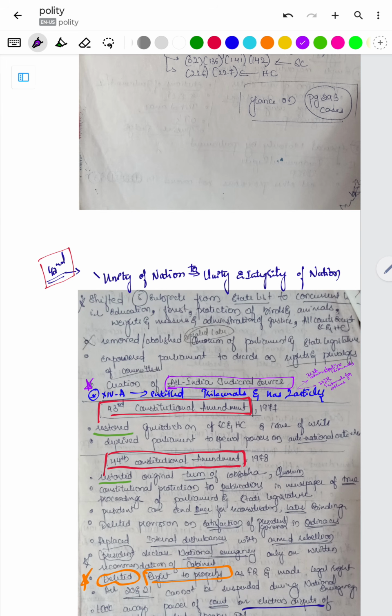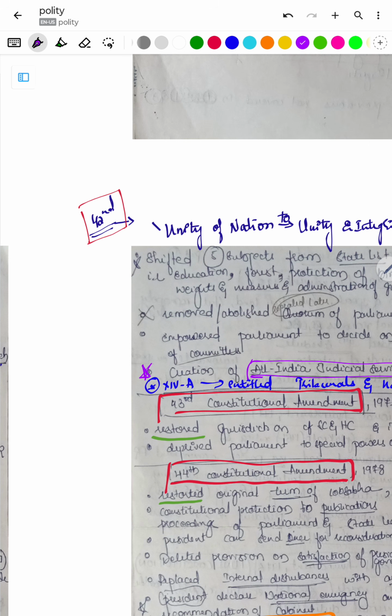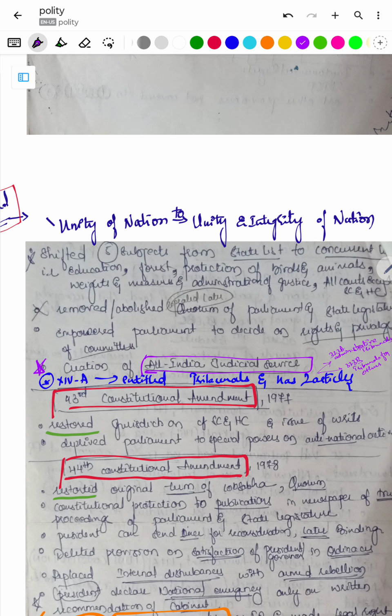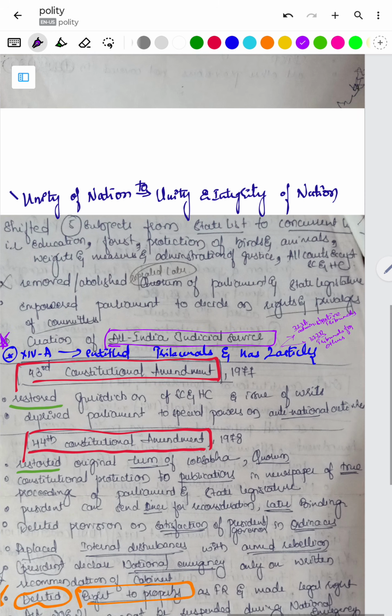The 42nd Constitutional Amendment also changed unity of nation to unity and integrity of the nation. This was the question asked, so I have mentioned it here. Next, this amendment added Article 14A, that is the creation of tribunals, administrative tribunals and other tribunals.